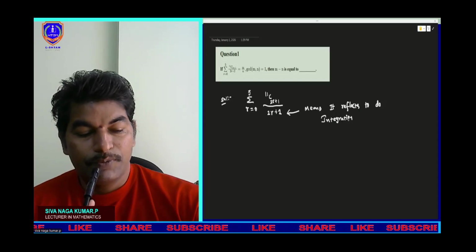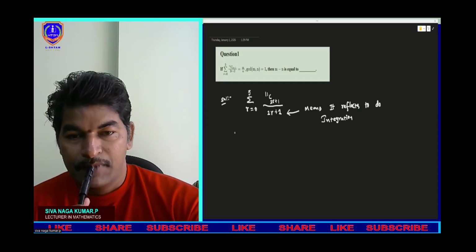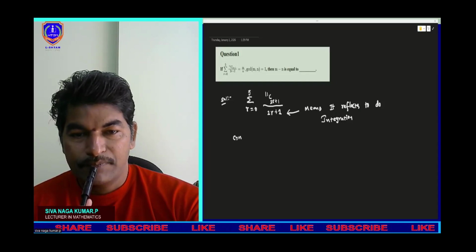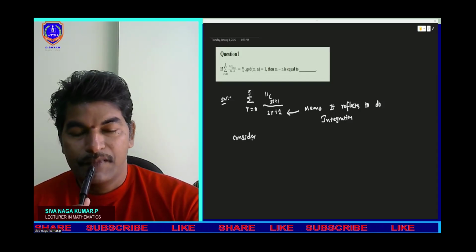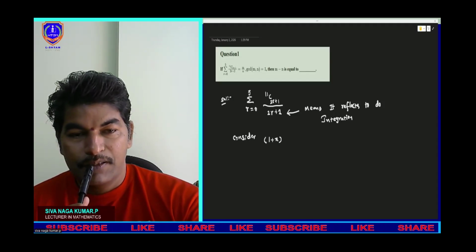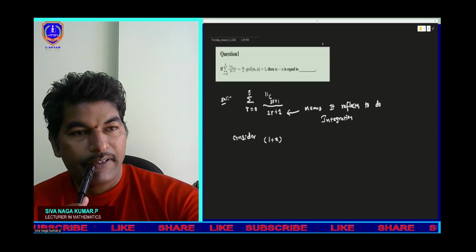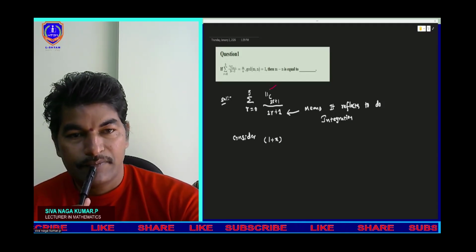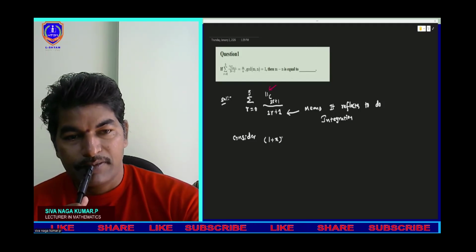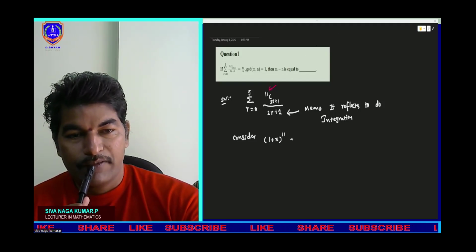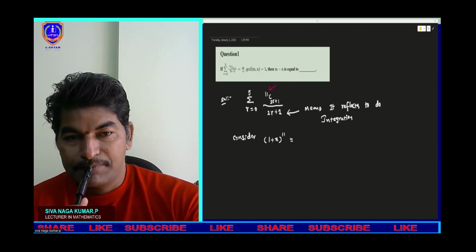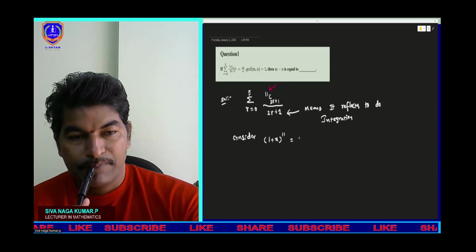So to whom do we apply integration? Take the general expression, consider (1 plus x) whole power. Look at the value of n here. How much is that? It is 11. So take (1 plus x) whole power 11, and you know how to expand this one.